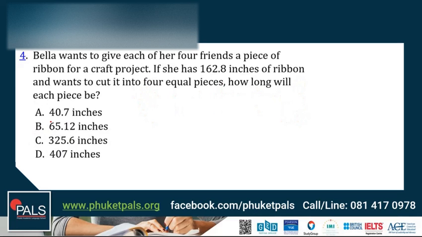Number 4. Bella wants to give each of her 4 friends a piece of ribbon for a craft project. If she has 162.8 inches of ribbon and wants to cut it into 4 equal pieces, how long will each piece be? So cut means divide. So let us divide 162.8 divided by 4 equals 40.7. So the answer is letter A.